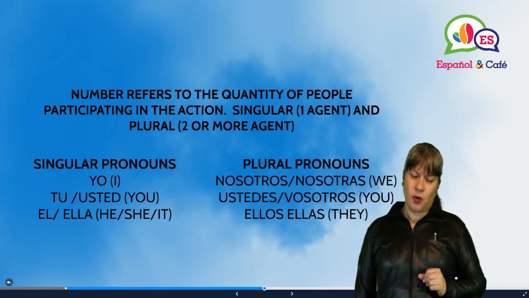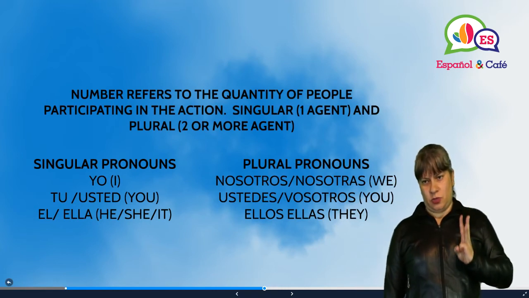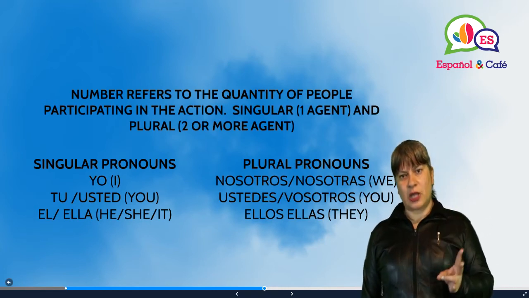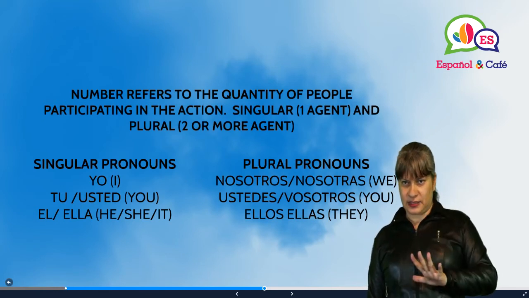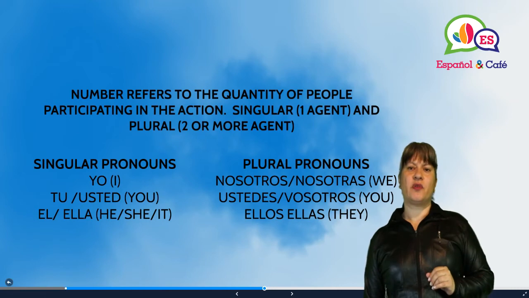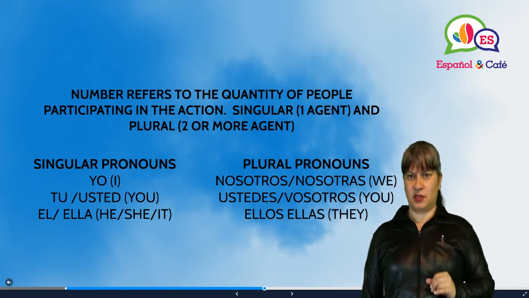All four pronouns refer to only one agent. And in plural, we have nosotros, ustedes, vosotros, ellos, ellas. These five pronouns refer to two or more agents in the action.